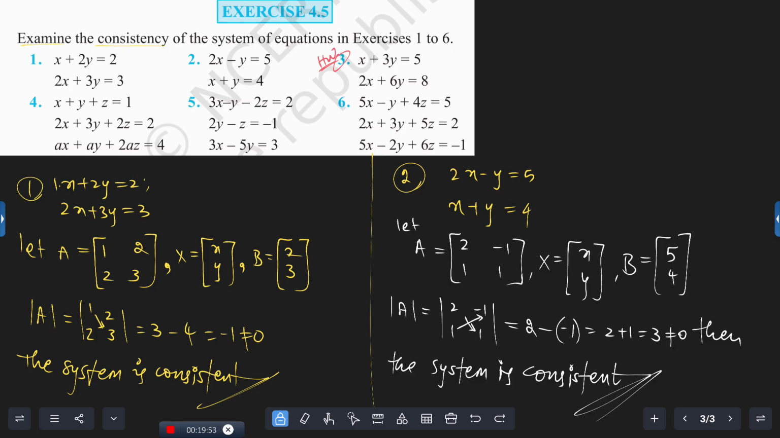So, consistent, one more word I said, what did I say? Non-singular matrix I said. That you can also mention if you want. But consistent is enough.